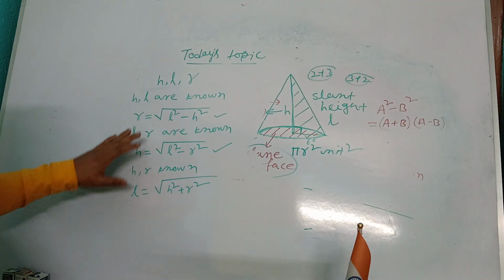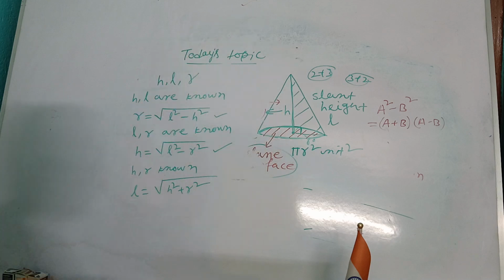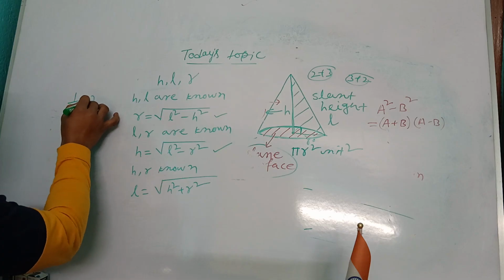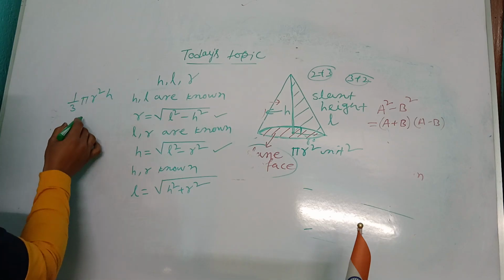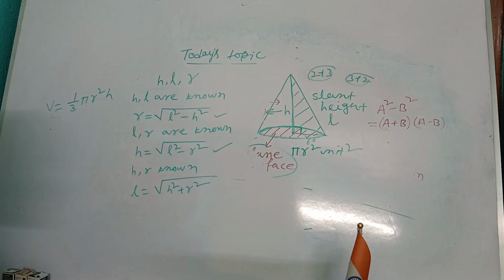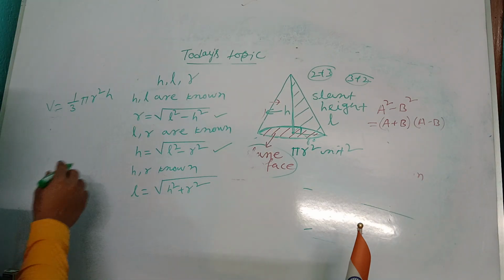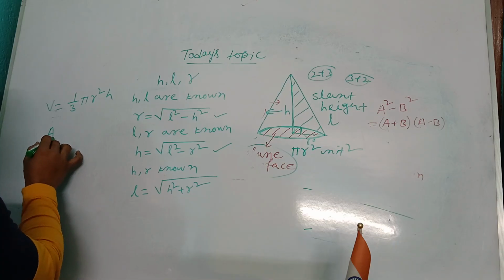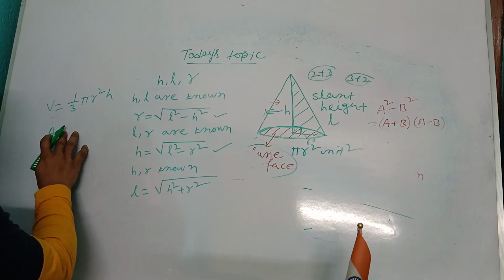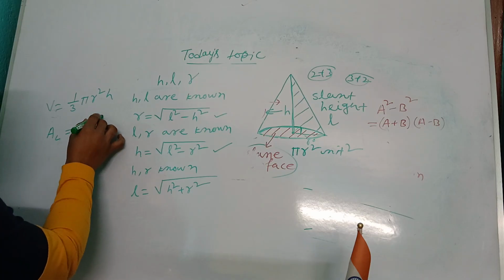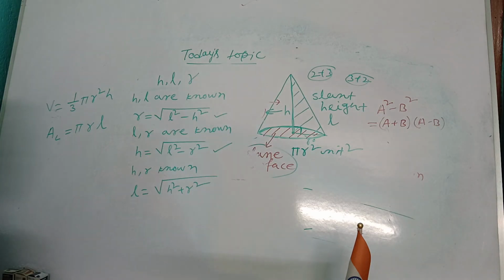After knowing the value of l, h, r, we can find the volume, which is 1/3 pi r square h. So to find the volume, V = 1/3 pi r square h. To find the surface area, I am writing curved surface area, C. It is pi r l, where l is the slant height.